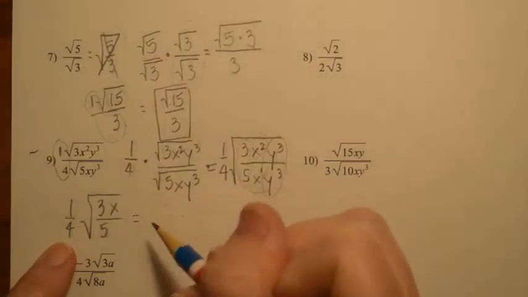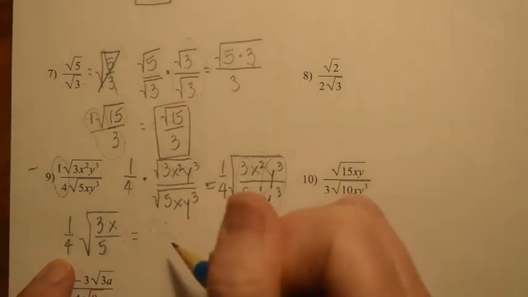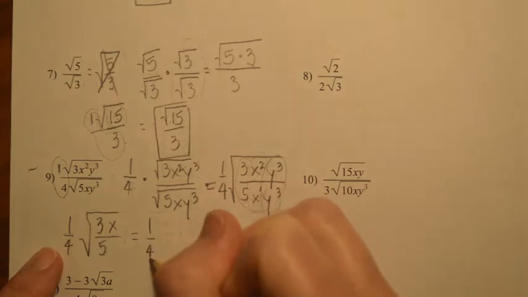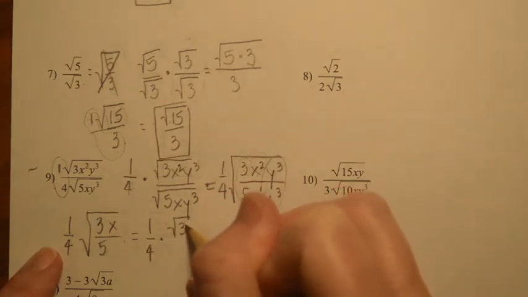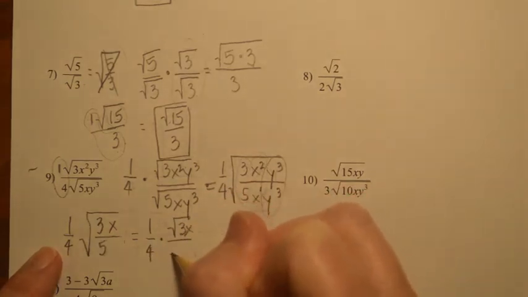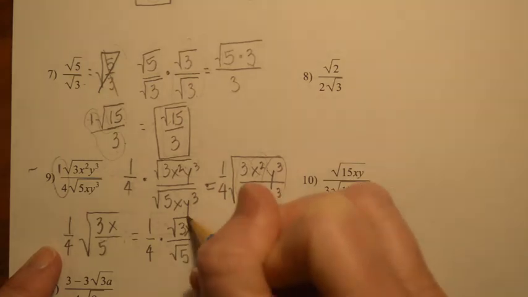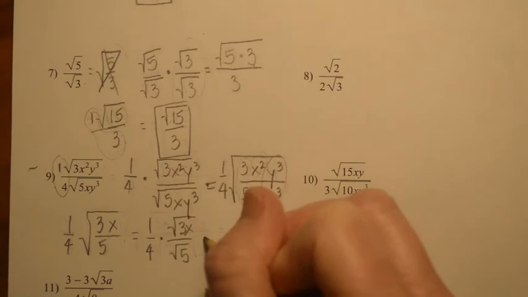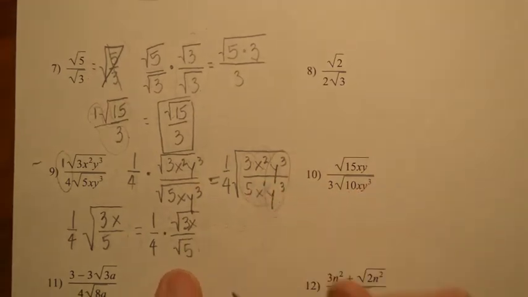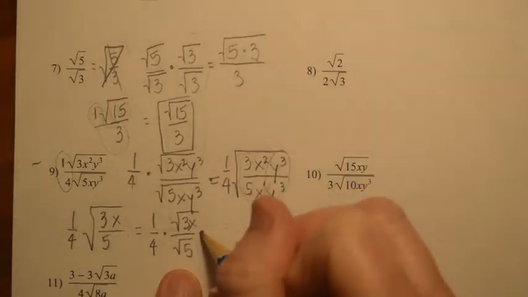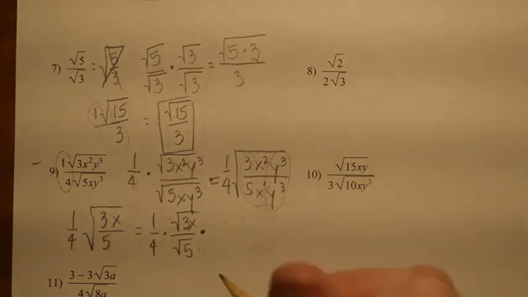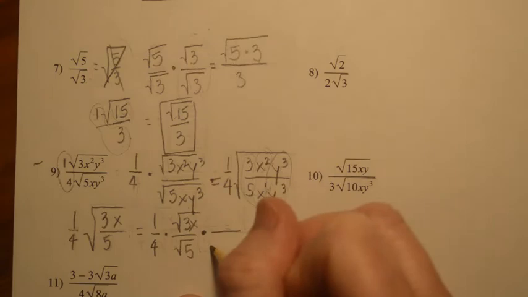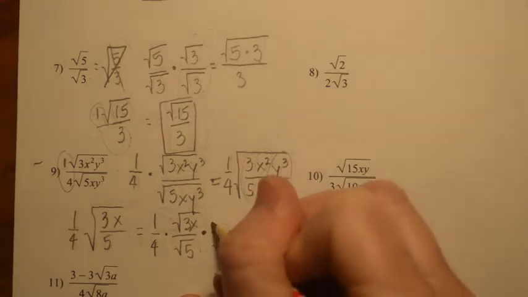And now let me do what we did again in the next step in problem 1, which was to bust these apart again. So I've got 1 over 4 times square root of 3x over square root of 5. And then I need to get rid of the square root of 5. So what would I do? Hopefully you said multiply top and bottom by square root of 5.